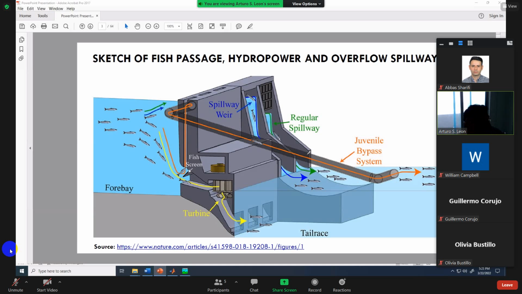Whenever we do this, we have to have a significant environmental impact study. Okay, so this is kind of the cross section, kind of a 3D view of the dam.